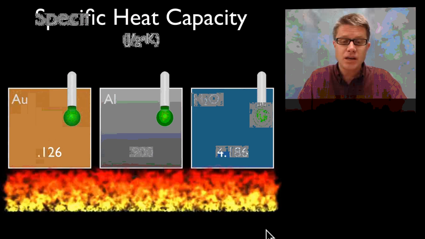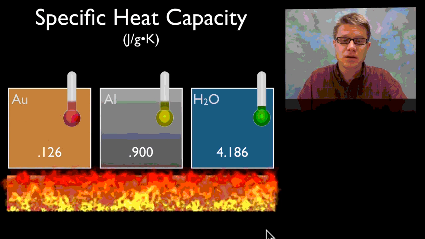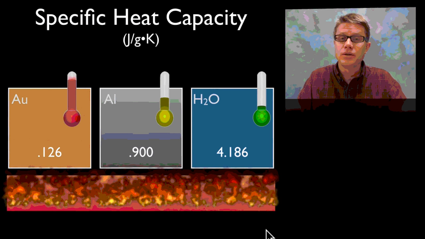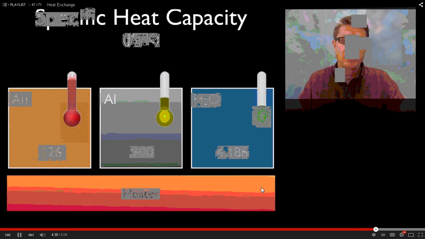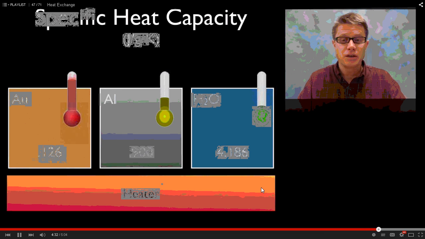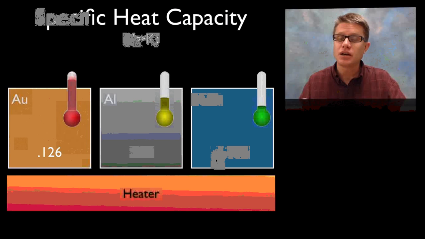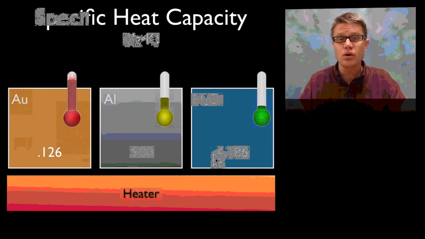So let's add a little bit of heat to this and watch what happens to the thermometers. The gold and the aluminum are heating up more readily than the water. Now the energy is going to be the same, it's just that the water has a higher specific heat capacity, and so it's able to absorb more energy before it starts to change its temperature.